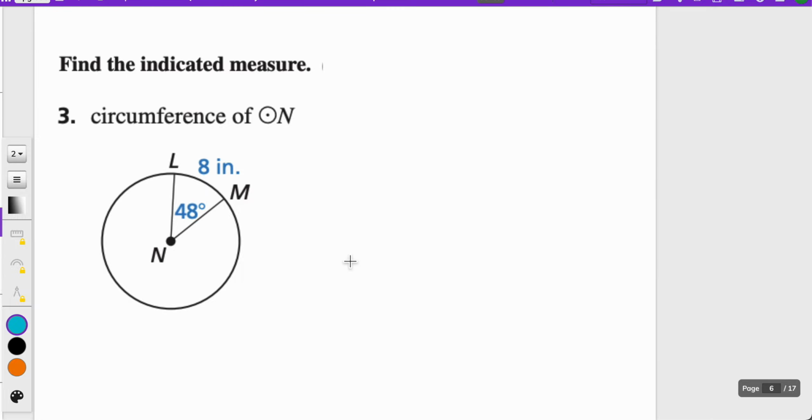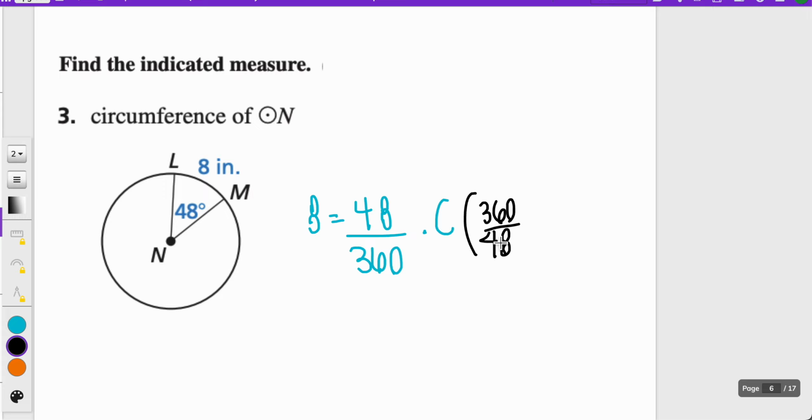And again, number 3, we want to find the circumference now. We know the arc length is 8 inches. We know the degree measurement is 48 out of 360, but I don't know the circumference, so I'm just going to say times c. In order to solve this, it'd be helpful if I just multiplied by the reciprocal of 360 over 48. So timesing by 360 over 48. So you're essentially doing 360 times 8 and then dividing by 48. So we're going to type that into our calculator, 360 times 8, and then divide by 48. I'm getting 60 as my circumference.